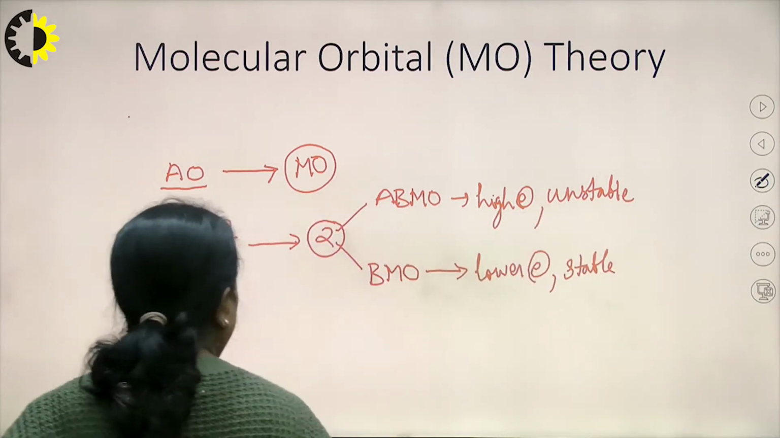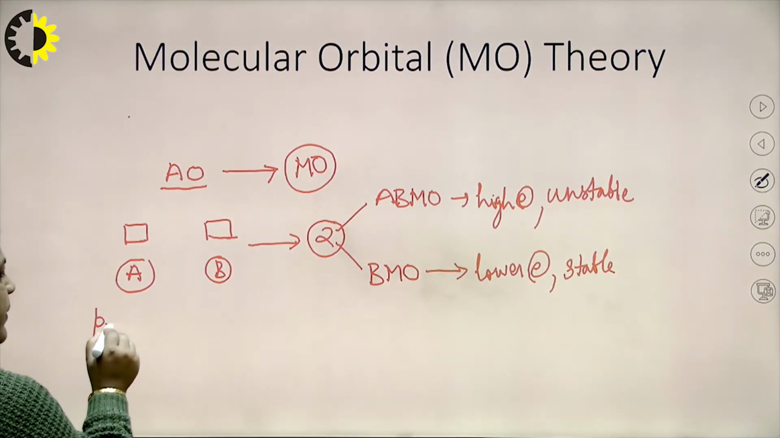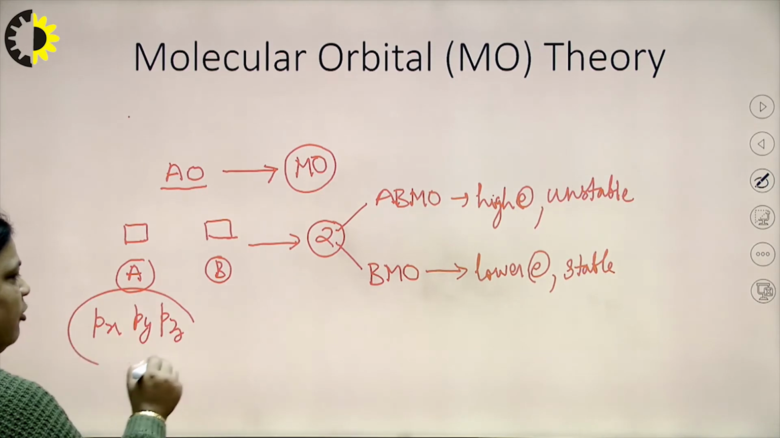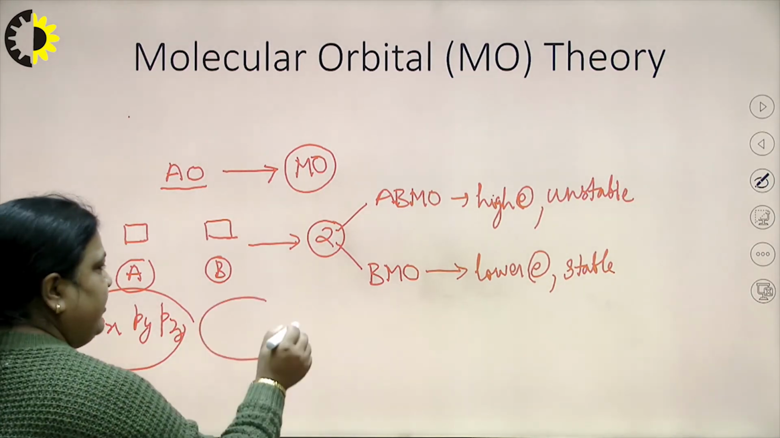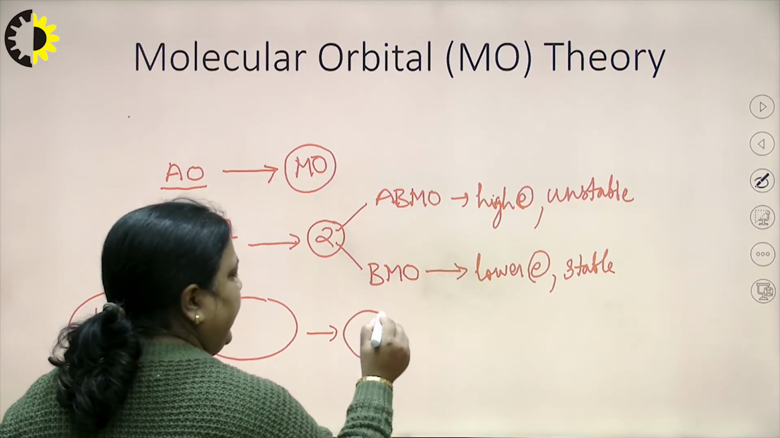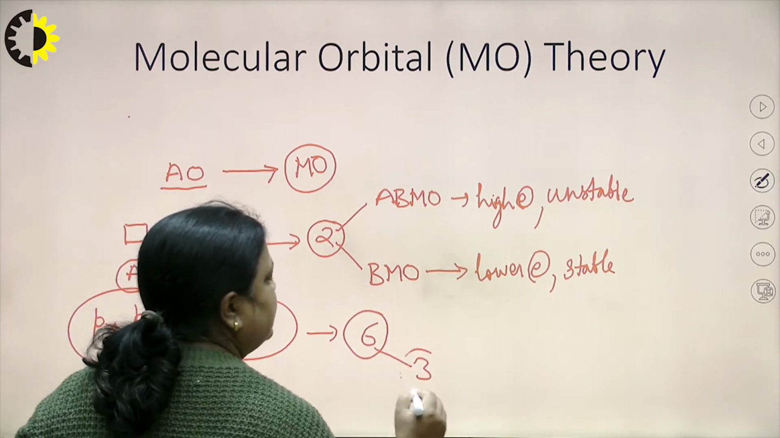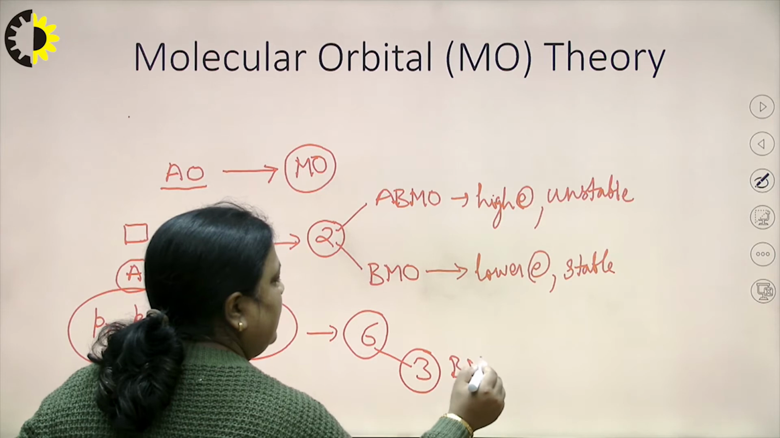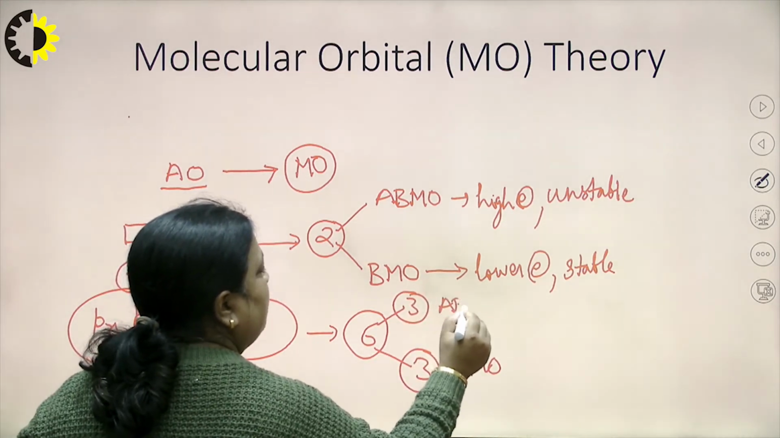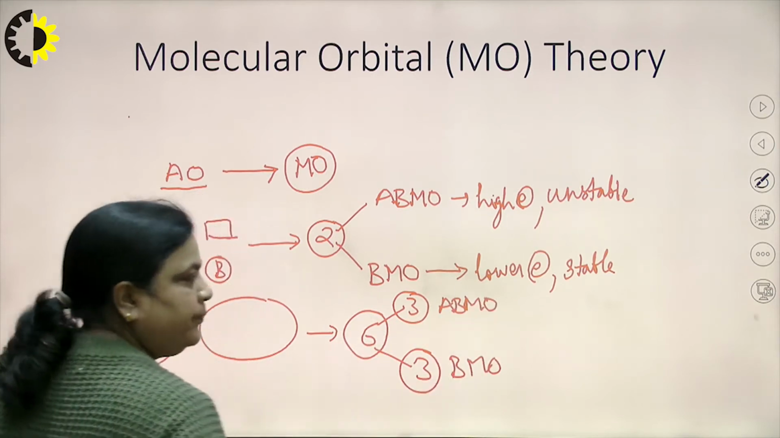So, in the case of p, it has 3 atomic orbitals, Px, Py and Pz. So, we can say 3 of A get combined with 3 of B and form 6 molecular orbitals, in which 3 are termed bonding molecular orbitals and another 3 are termed anti-bonding molecular orbitals.